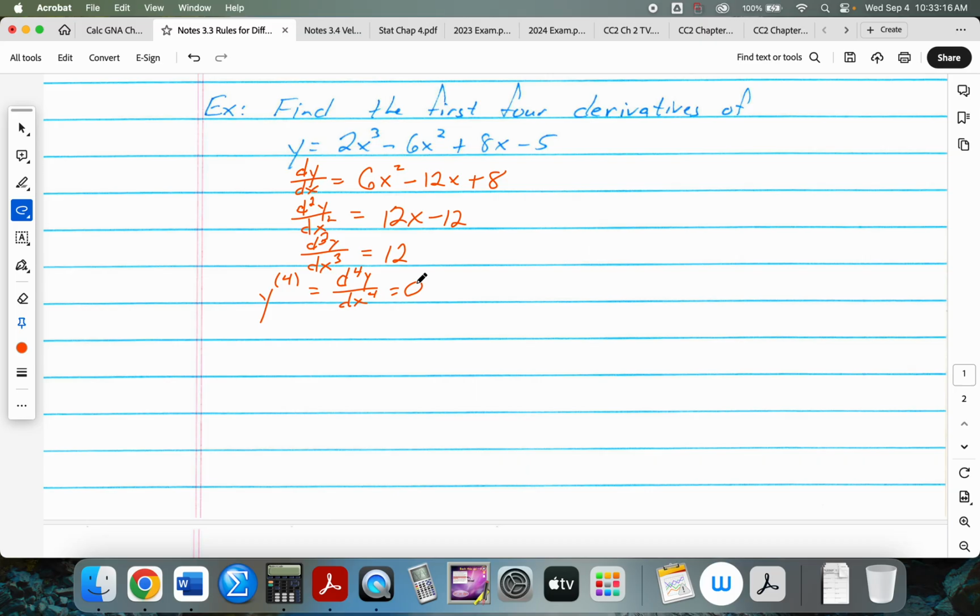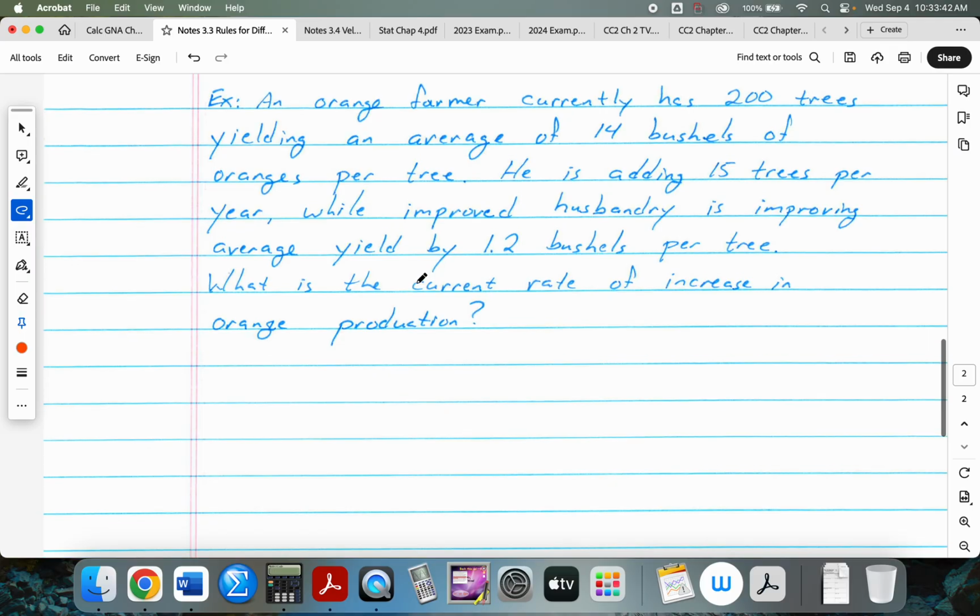It turns out that any polynomial function that we take the derivative of enough times, eventually the derivatives all become 0. That's true for polynomial functions, not true for other functions. Rational functions, trig functions, many of those you could take derivatives all day and it's never going to be 0. All right, page 2.